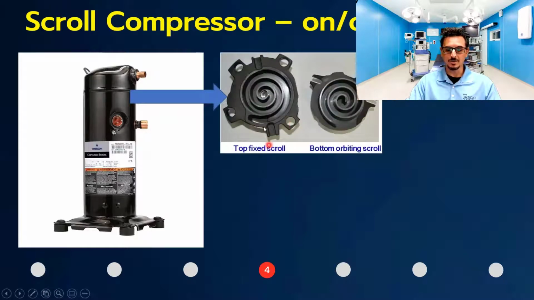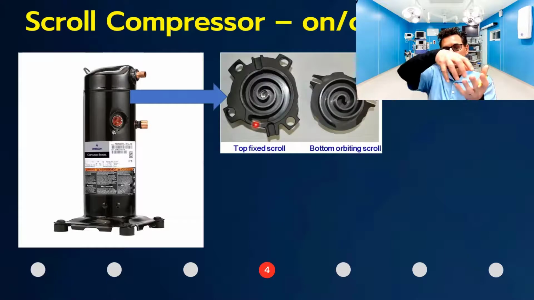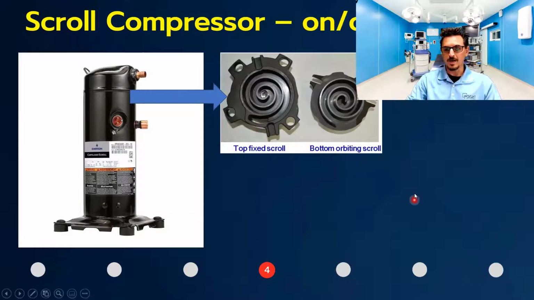And what this looks like internally, if you were to take this and open it up and take these plates out, or scrolls, is this. These 2 things mesh together and rotate to compress the refrigerant down, and we're going to look at that in a minute. One of them is a bottom one that moves, and this one's the top one that's fixed.